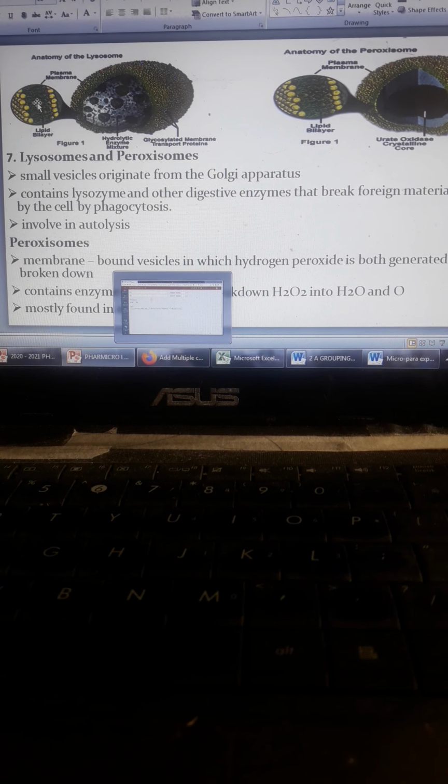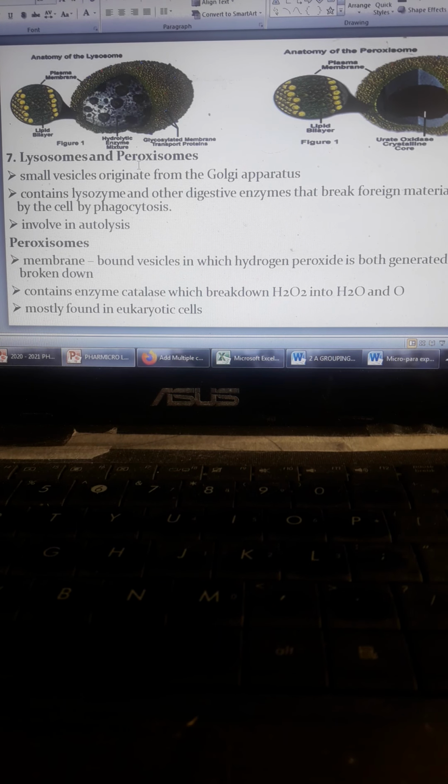To continue the discussion, we have the lysosomes here and peroxisomes. So I forgot the slides. Usually they are small vesicles that originate from the Golgi apparatus. When you say lysosomes, they are cell scavengers or cell incinerators. They contain lysozymes that digest enzymes and break down foreign materials taken by the cell through the process of phagocytosis.